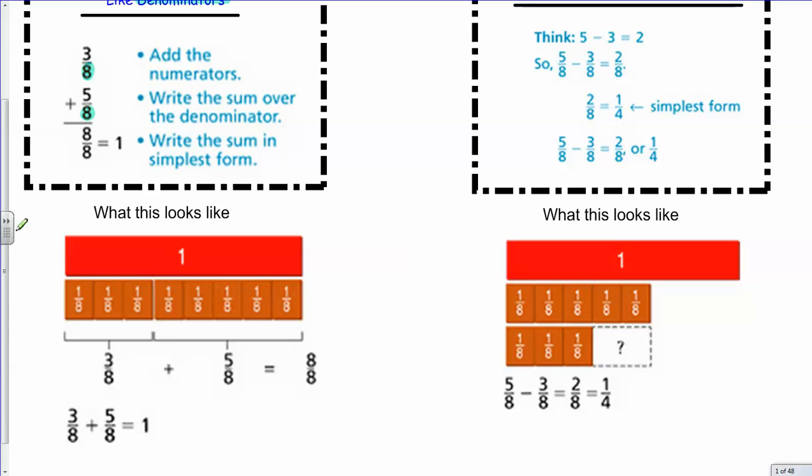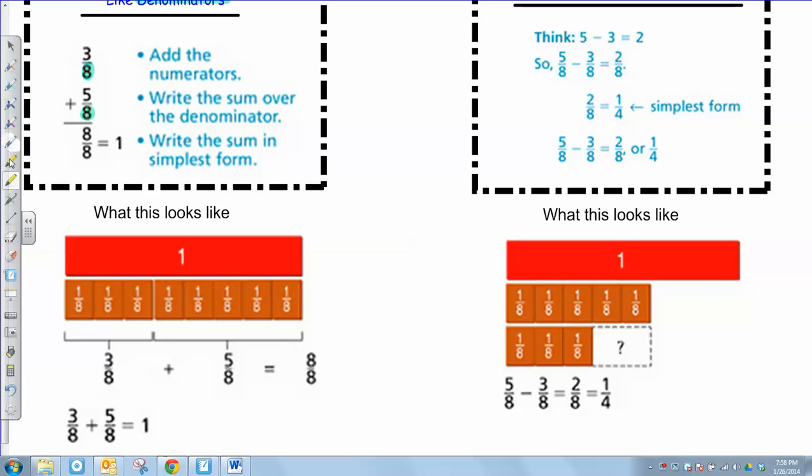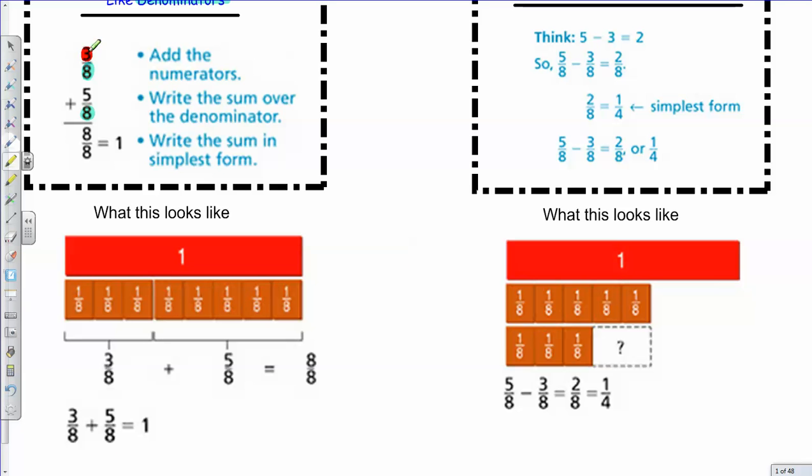So I'm going to add 3. The numbers I'm going to add together would be 3 and 5. What does 3 plus 5 equal? It equals 8 over 8. When I write my answer, I always write my answer in simplest form. So if I use fraction tiles, like we can do in class, I have 3/8 plus 5/8, and we see that that is equivalent to one whole unit. So 8/8 is equal to 1.